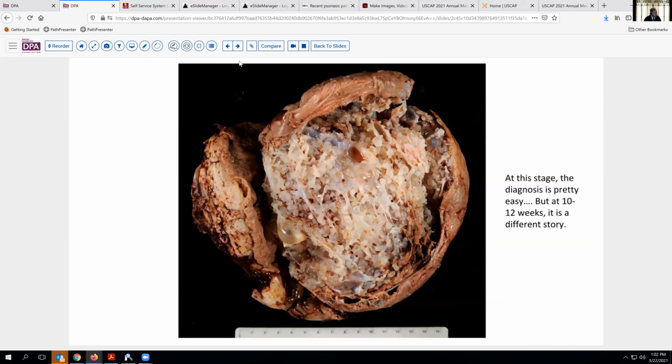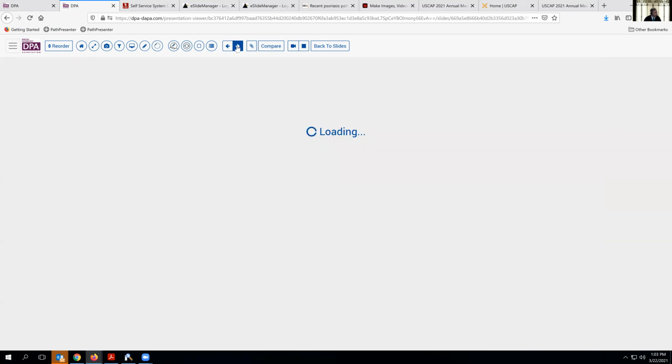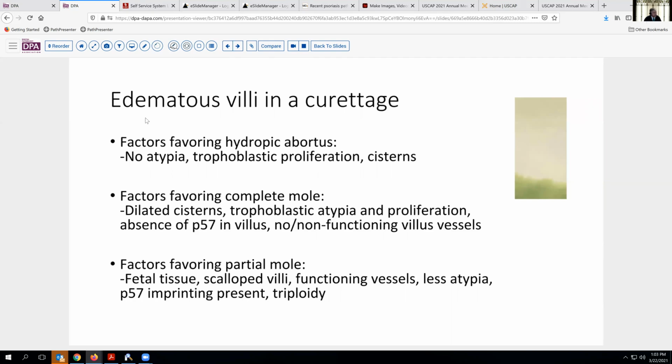So in the fully developed state, this is not a difficult diagnosis, the diagnosis of a molar pregnancy. But when we're dealing with a 10 to 12 week, minimally enlarged, minimally early gestation, it can be quite a different story, and the challenges become more real. And so in much of the Western world, the early stage neoplasia is more difficult to identify. Essentially, we're dealing with the challenge of what to do about edematous villi, because each of these entities, partial mole, hydropic abortus, complete mole, can have edematous villi.